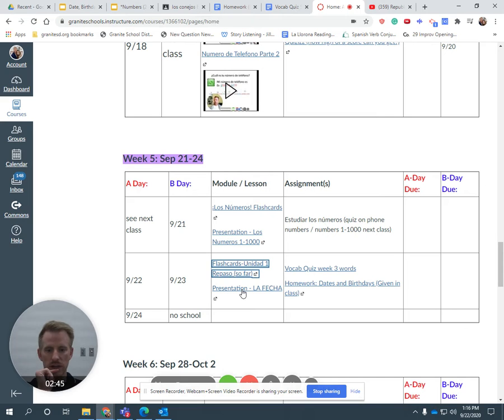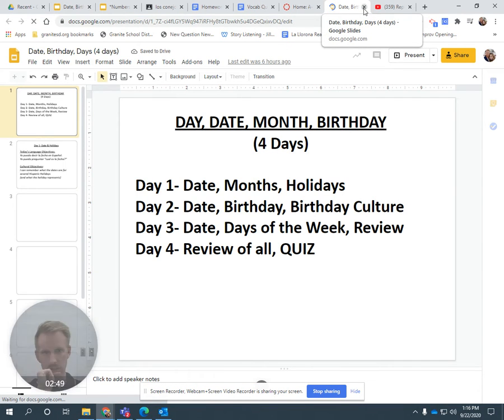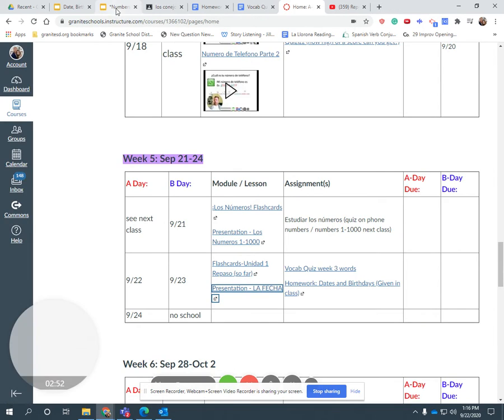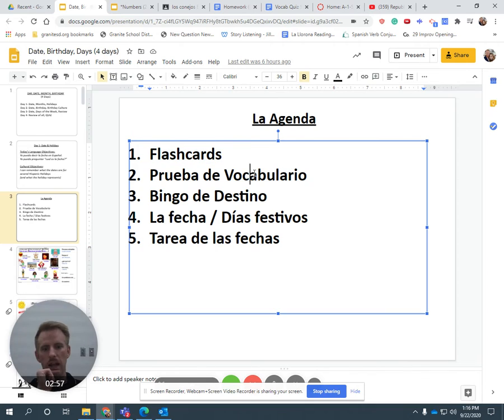Entonces, los flashcards, la presentación. So the slideshow I'm going through today is right here on Canvas as well. You can click on it. Okay, but I'm going to go back to my original one. Aquí, la fecha. La prueba de vocabulario.